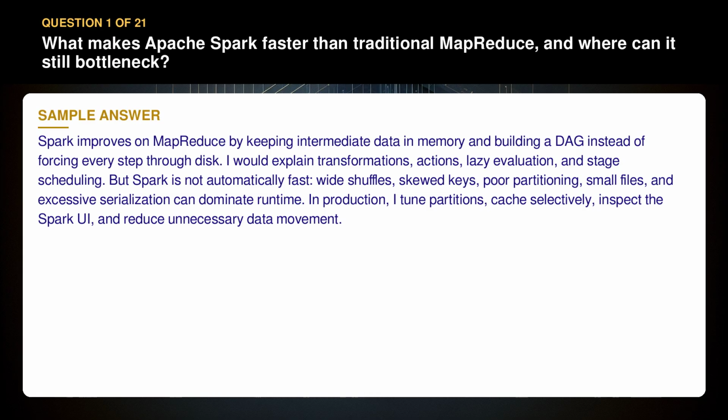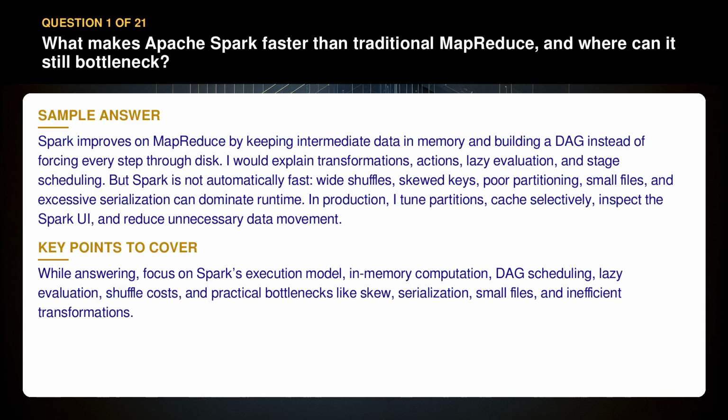But Spark is not automatically fast. Wide shuffles, skewed keys, poor partitioning, small files, and excessive serialization can dominate runtime. In production, I tune partitions, cache selectively, inspect the Spark UI, and reduce unnecessary data movement. While answering, focus on Spark's execution model, in-memory computation, DAG scheduling, lazy evaluation, shuffle costs, and practical bottlenecks like skew, serialization, small files, and inefficient transformations.